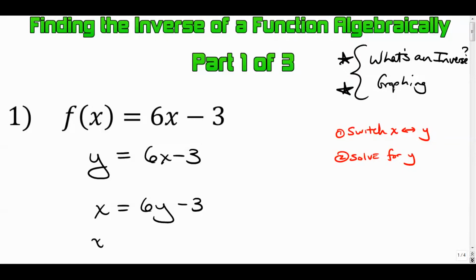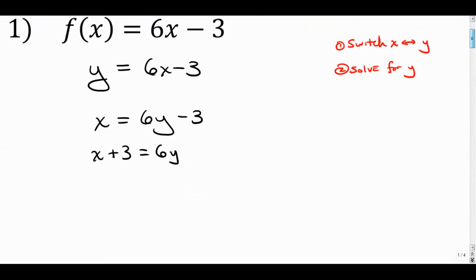So let's get 3 over here to the left. We're going to add 3 to both sides. We're trying to get y by itself. And we're going to divide everything by 6. Once we've solved for y, what I want you to do is just replace that y with the notation f inverse. And we can rewrite this as 1/6 x plus 3 over 6, which is 1/2.